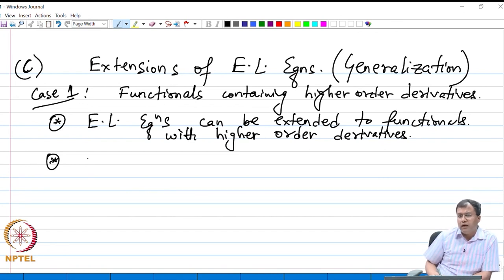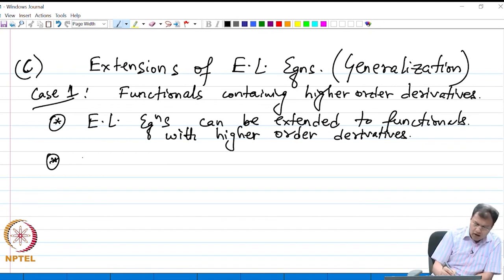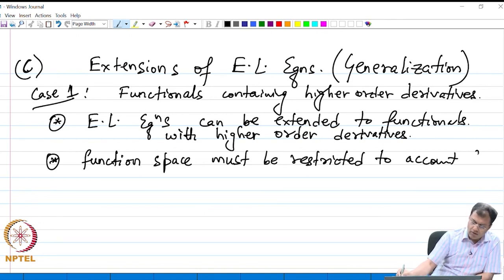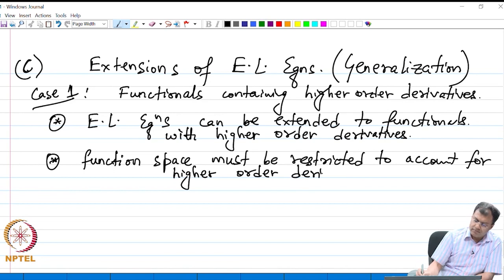So, instead of searching for our extremal in C2 of x0, x1, we have to look at C3 or C4 and so on and so forth. So, the function space from which the extremal comes must be restricted to account for higher order derivatives. Okay. So, let us now consider the functional.